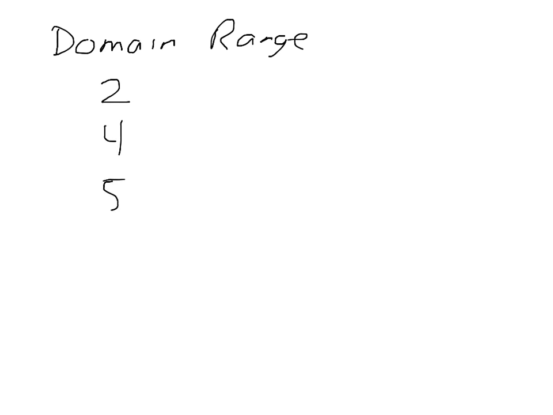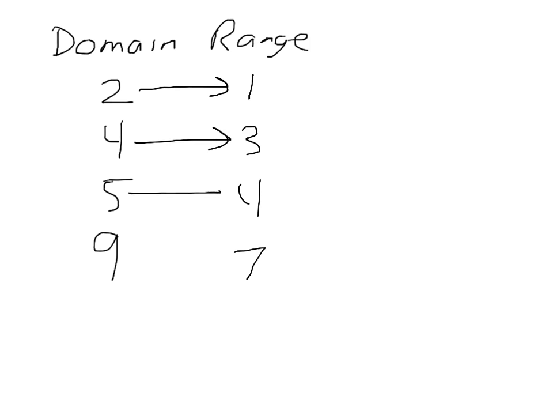Take a look at this. If I list the domain and the range, and let's say the domain is 2, 4, 5, and 9. And the range is 1, 3, 4, and 7. And 2 goes to 1, and 4 goes to 3, and 5 goes to 4, and 9 goes to 7. Is this a function? Yes, this is in fact a function, because every x goes to exactly one element of the range.